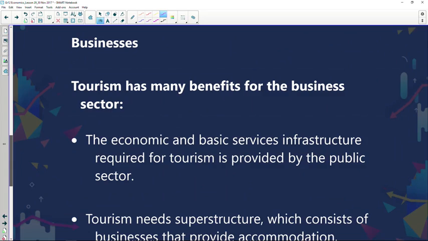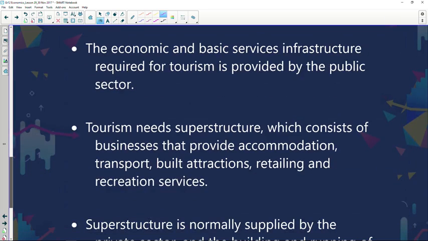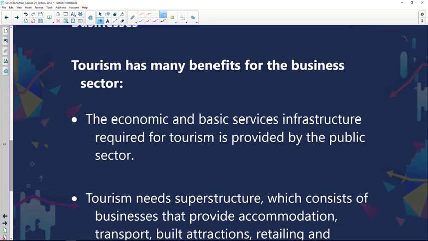Right, then what about the businesses? So tourism has many benefits for businesses. Okay, so let's go back. There we are. So lots of benefits for businesses. The economic and basic services, or the basic infrastructure required for tourism, is provided by the public sector. So the public sector will provide the economic and basic services that are required for tourism.